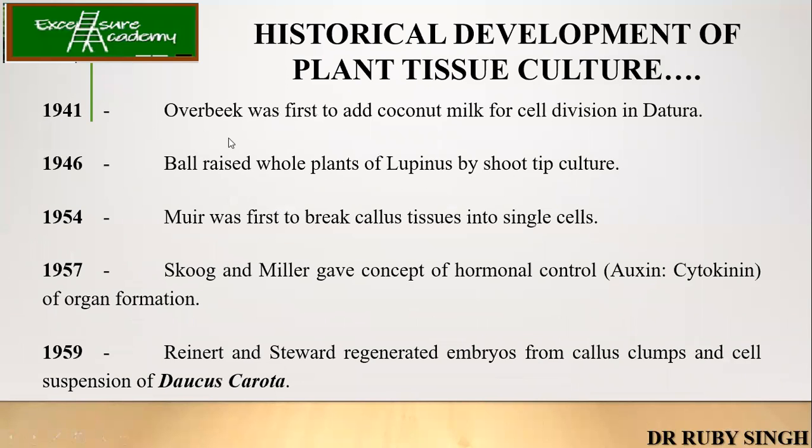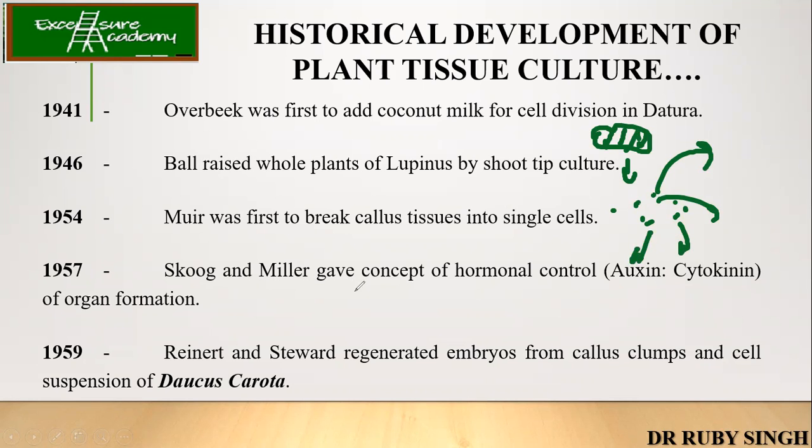So in 41, Overbeek was first to add coconut milk for cell division in Datura. Ball raised whole plants of Lupinus by shoot tip culture. Muir was first to break callus tissues into single cells. So what he has done over here is, at that time it was known that you have got the callus, then with the help of mechanical agitation and enzymatic agitation, these callus can be broken into small pieces. Now each piece can be grown into a whole plant. That was done by Muir.